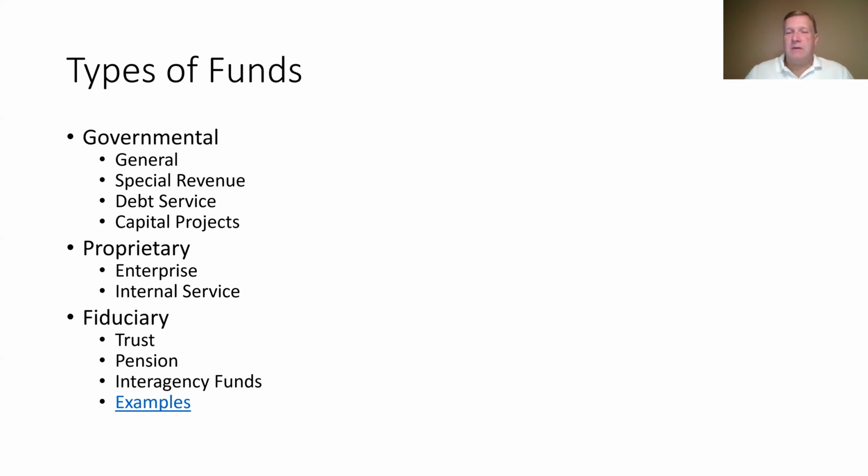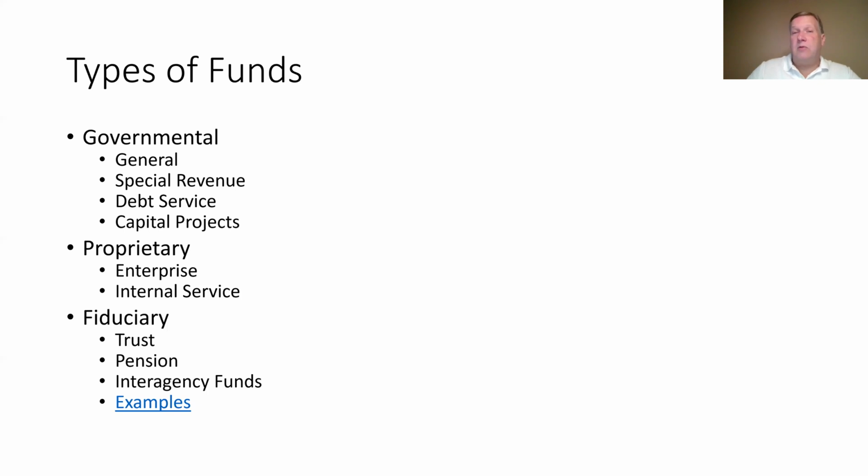Now, this is a different animal altogether, because the money in a fiduciary fund technically does not belong to the government. That money belongs to another government or to citizens or to someone else. So a classic example of that would be a pension fund. In a pension fund, which is a type of fiduciary fund, that money belongs to those pensioners. It does not belong to the government. The government's managing that money in the near term, but that money eventually will go to the pensioners. So it belongs to the pensioners.